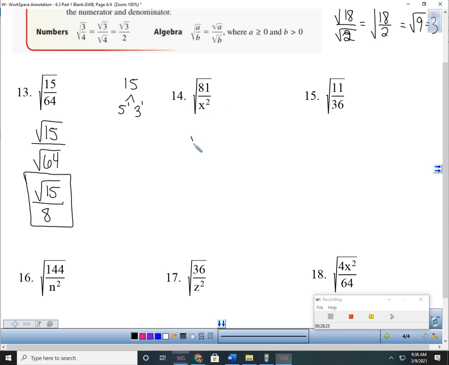So when I do 14, what do you know about 81? 81 is a perfect square. And what do you know about x squared? That's also a perfect square. So if I square root the top, I get 9. And if I square root the bottom, I get x.